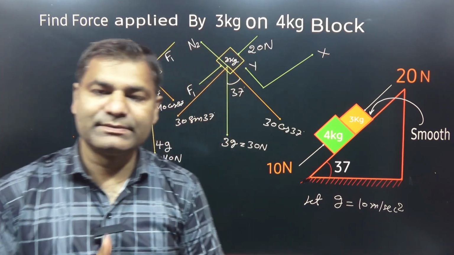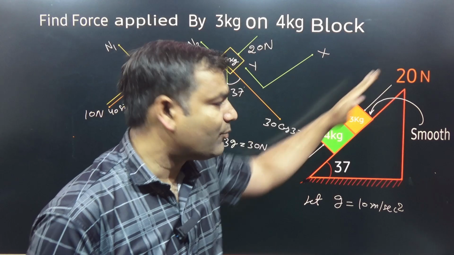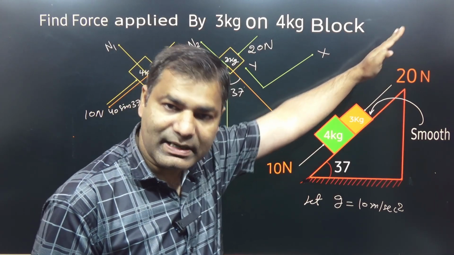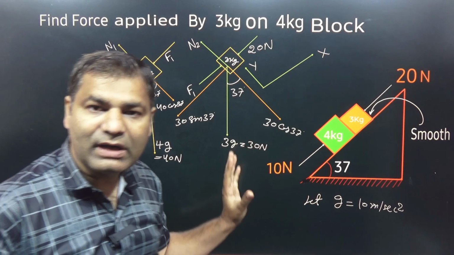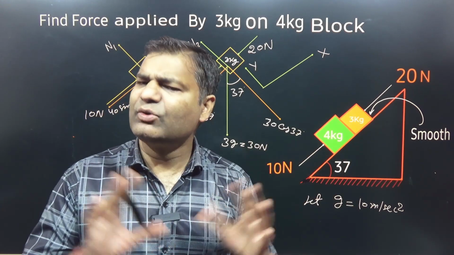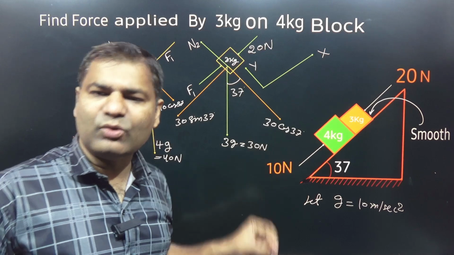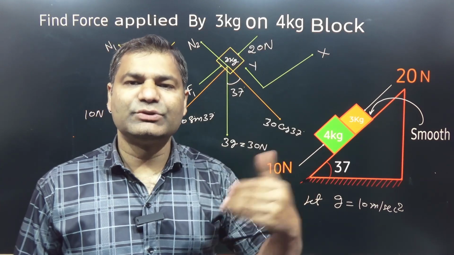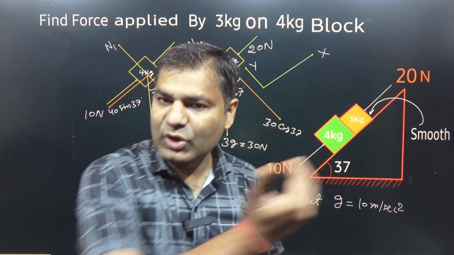So next problem is, this block is moving in which direction? Upward direction corresponding to the inclined plane or downward direction? There are two possibilities, the whole system going down or upward. But I don't know, so we assume the whole system is going downward or upward. We have assumed the whole system going downward.